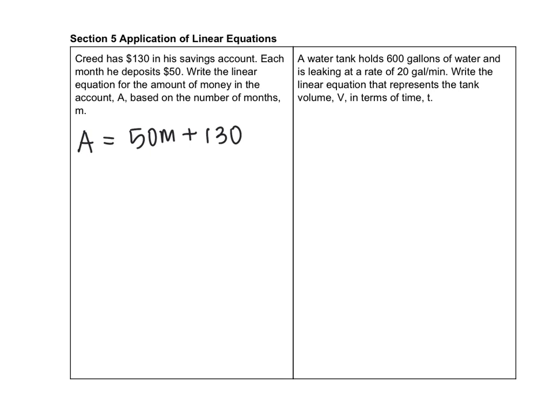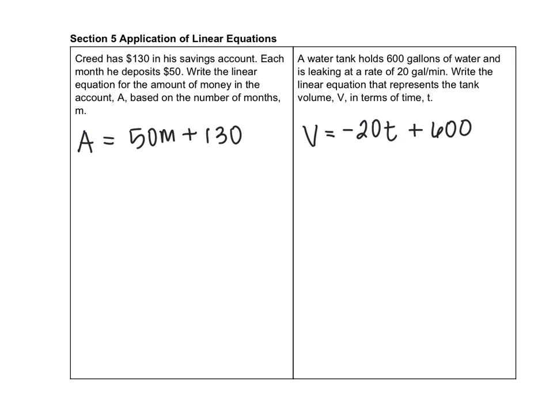Next, we have a water tank that holds 600 gallons of water and is leaking at a rate of 20 gallons per minute. Write the linear equation that represents the tank volume, V, in terms of time, T. So we're going to have V equals, and we need to know the rate at which the water tank is leaking. And because it's leaking, we know that it's losing water at a negative slope. So it's going to be -20T, plus how much water it currently holds, 600.